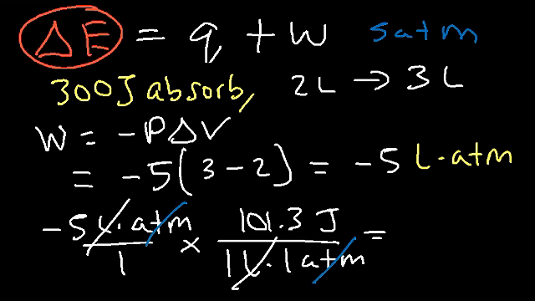So what's 5 times 101.3? 5 times 100 is 500. 5 times 1 is 5. And 5 times 0.3: if 5 times 3 is 15, 5 times 0.3 is 1.5. So this is going to be negative 506.5 if you add 500 plus 5 plus 1.5. That's how many joules of work has been done by the system. That's why W is negative, because the gas expanded and the gas performed work. So the internal energy of the system went down. Now we can calculate everything.